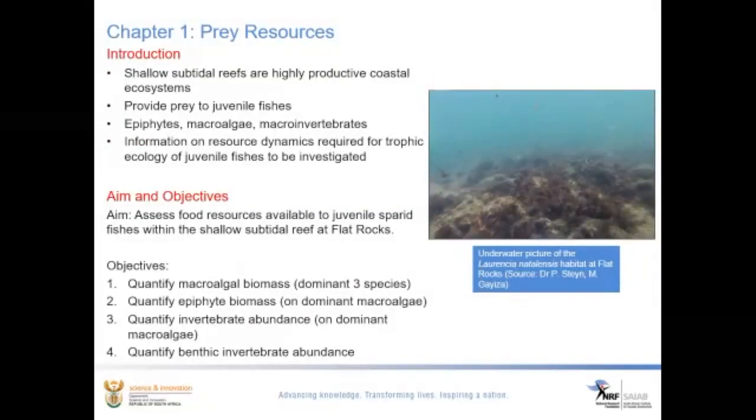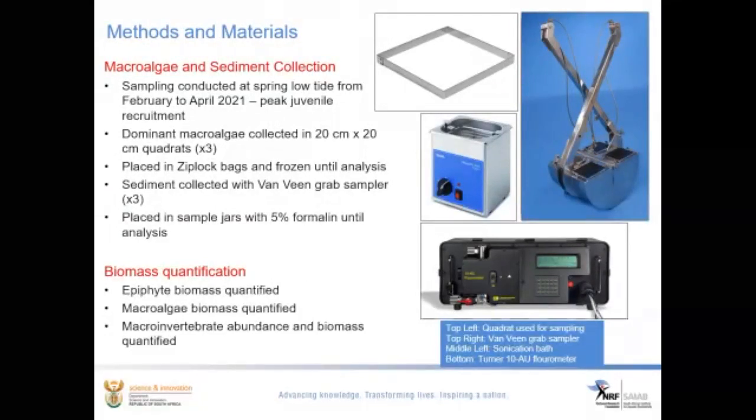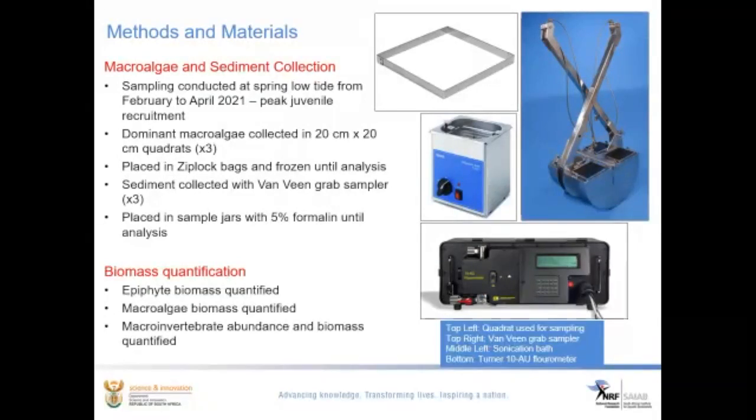Shallow subtidal reefs are highly productive coastal ecosystems that provide prey to juvenile fishes. To assess food resources available to juvenile sparid fishes, four objectives were met: quantification of macroalgal biomass, epiphytic biomass, invertebrate abundance, and benthic invertebrate abundance. To do this, sampling was conducted at spring low tide from February to April in 2021 during the peak juvenile recruitment period into Flat Rocks.